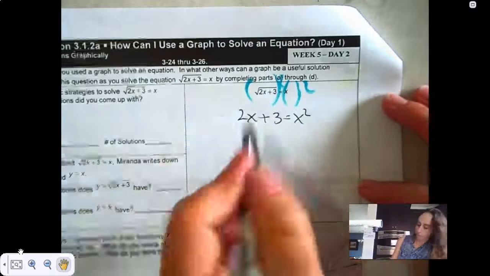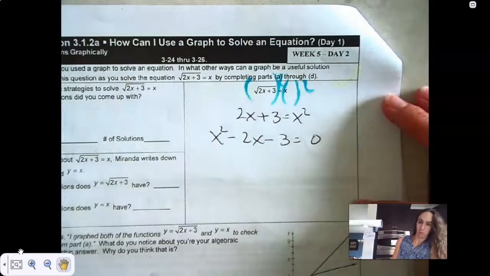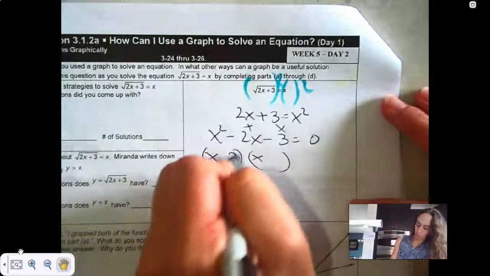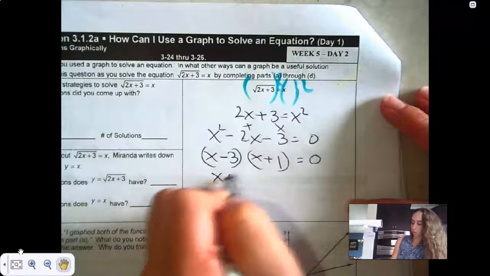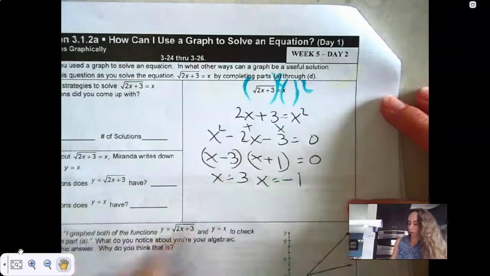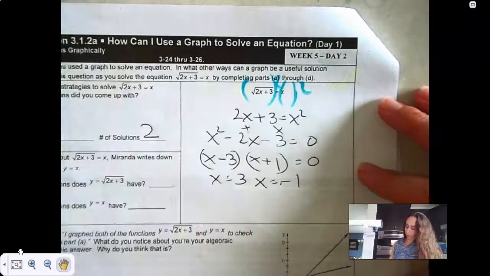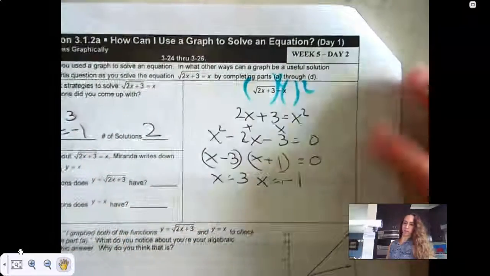I'm pretty familiar with this. I set it equal to 0. Magic exit: two numbers that multiply and add are 3 and 1. This is negative, so the bigger is negative. Set it equal to 0, and I get 3 and negative 1. So how many answers did I get? I got 2. What are my answers? x equals 3 and x equals negative 1.